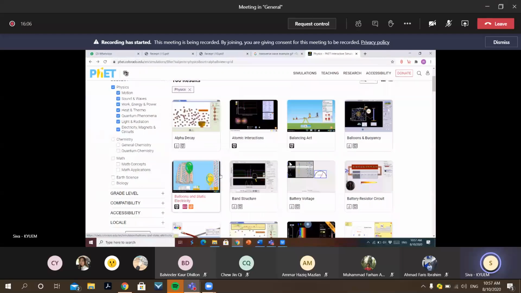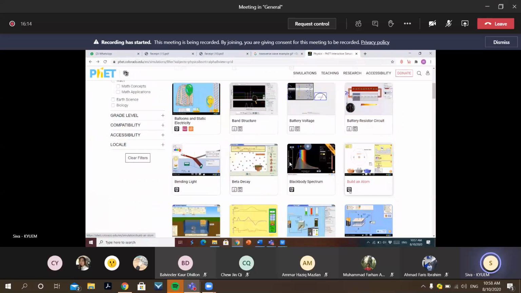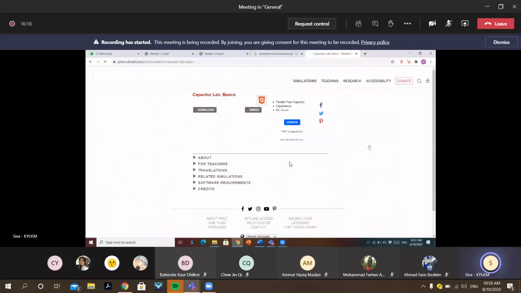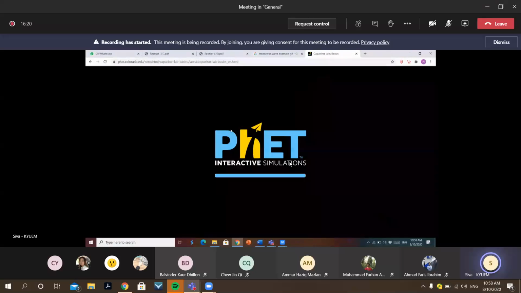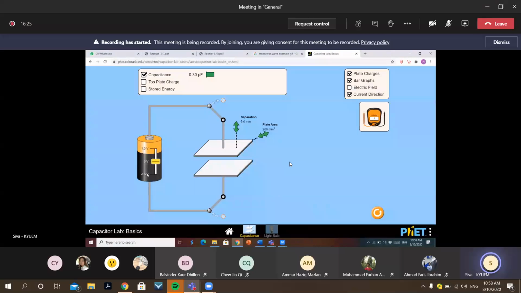The capacitor lab. We go to the basic one first. Capacitance. Battery: 0 volt, 1.5 and negative 1.5. The separation is 6, and plate area also makes a difference. What we do now is I try to turn this on and make it 1.5.